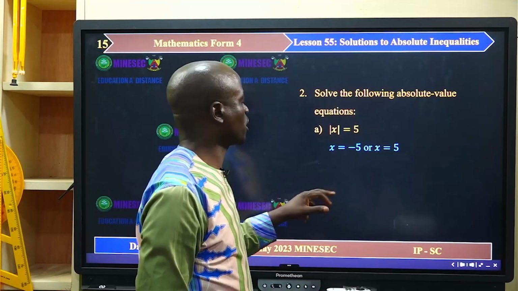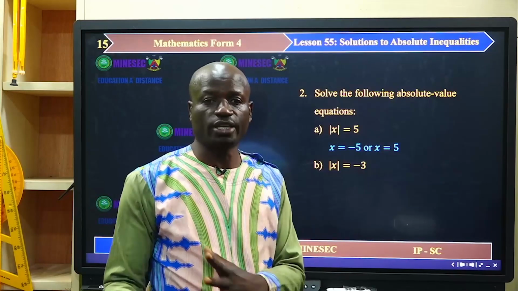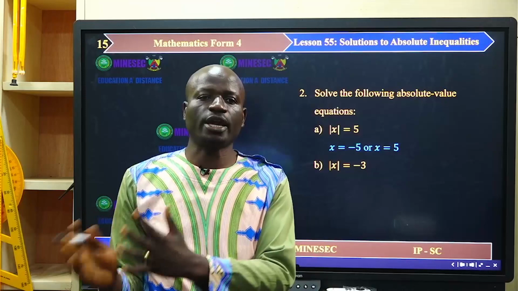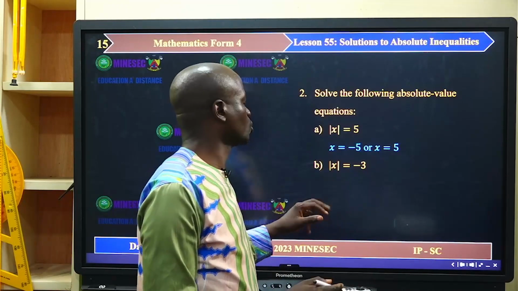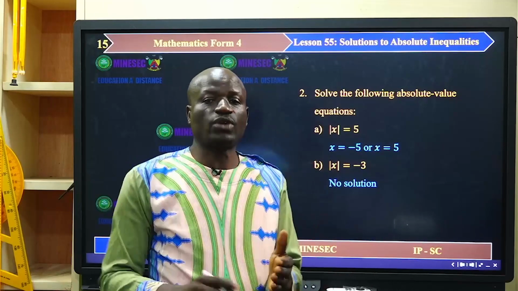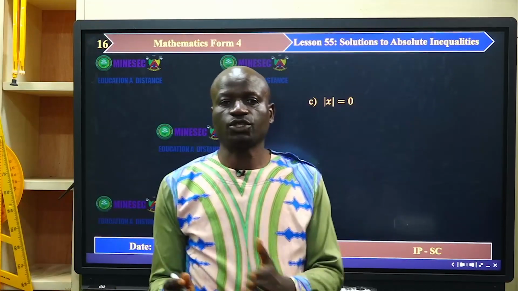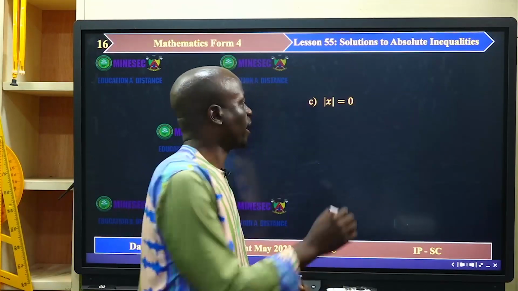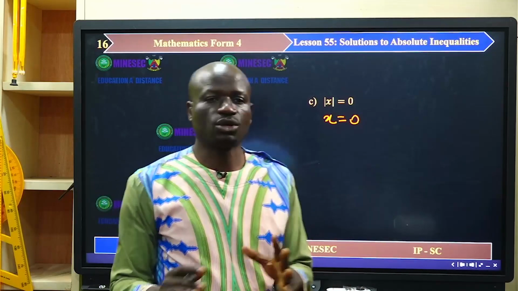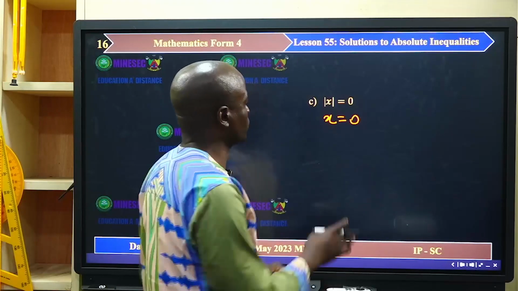Then in the second case, we have the absolute value of x is equal to negative 3. Since the absolute value of a number cannot be negative, it means that here we have no solution. There is no number whose absolute value will be negative. The absolute value of x is equal to 0. It means that x should be equal to 0. Recall that 0 is neither positive nor negative, so it's just 0.